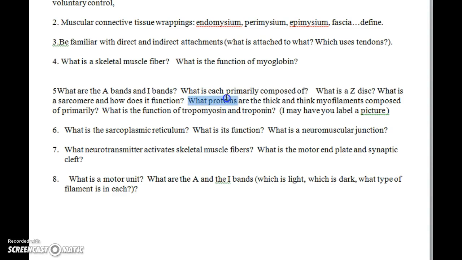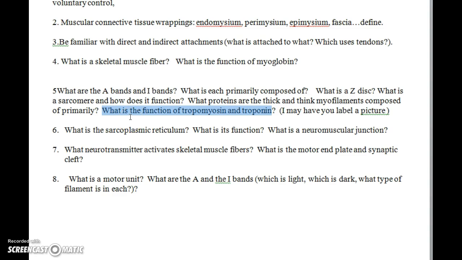Oh yeah, here. What proteins are the thick and the thin filaments primarily composed of? Remember, one of them's made of a protein. It'll be kind of like fill in the blank. So what's the main protein on the thick filament? Blank. And what's the main protein on the thin filament? Blank. One of them's myosin and one of them's actin, and know which one's which. And know those terms. The function of troponin and tropomyosin, those guys show up as multiple choice. They wouldn't be essay, I don't think.